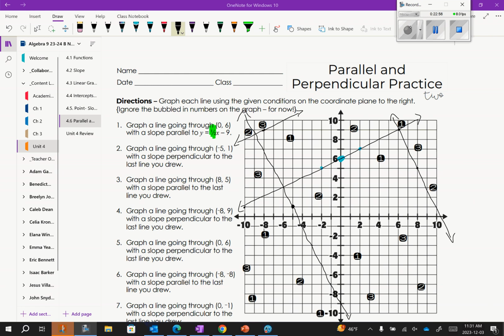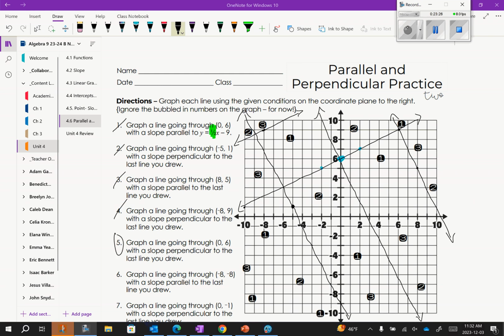Now on to number 4. Well, this one barely shows up. -8, 9, that's 8 spaces to the left, 9 spaces up. It's almost off the grid. They said a slope perpendicular to the last line. Well, the last line had a slope of -2/1, so this should be +1/2. So the fourth line turns out to be parallel to the first one.